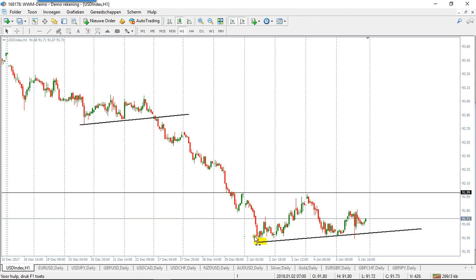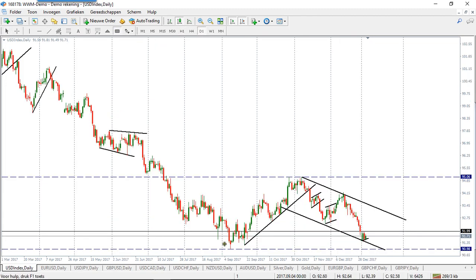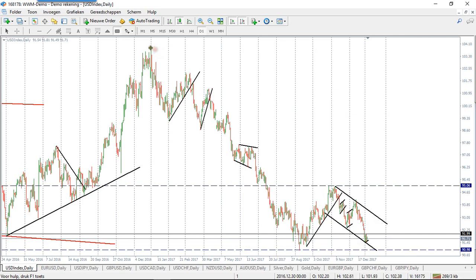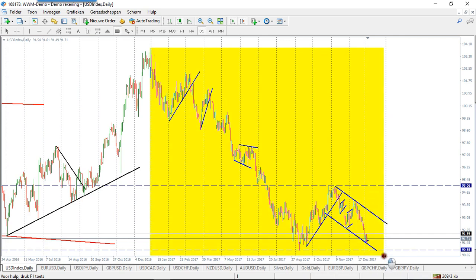I want to see that low taken out, but I also keep in mind that the daily time frame might bring price even below the 91 level, and that means that we have this entire move lower which is in need of a correction. So that means down and then the move higher.